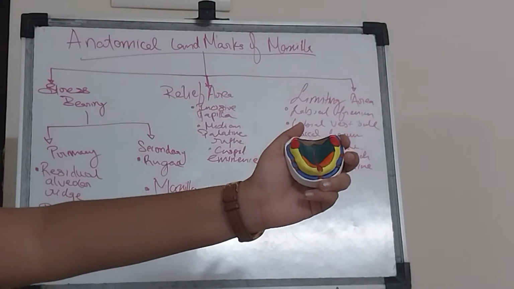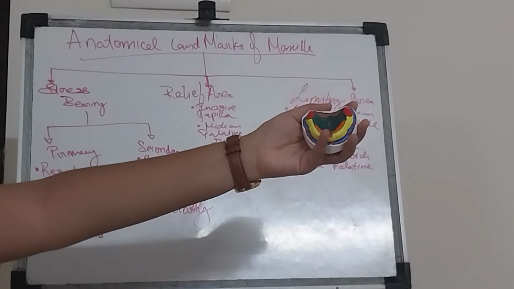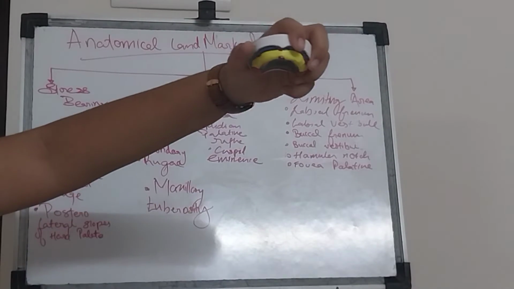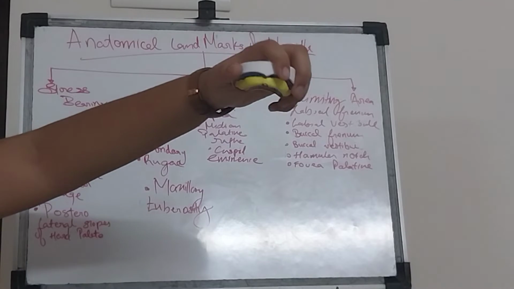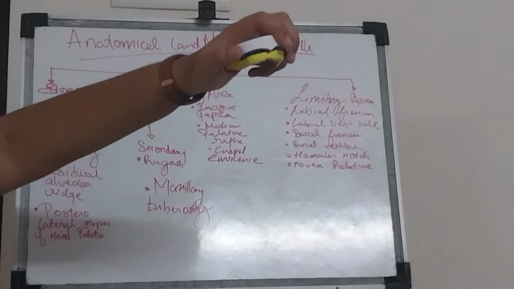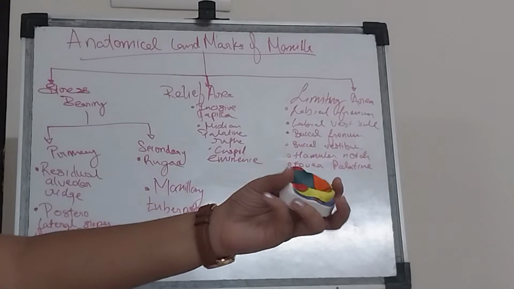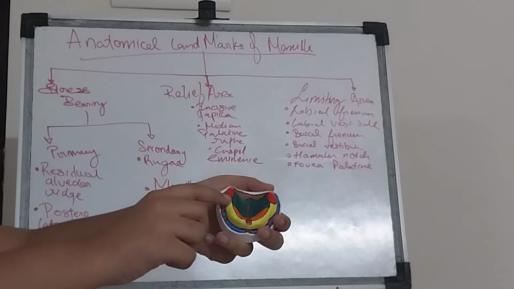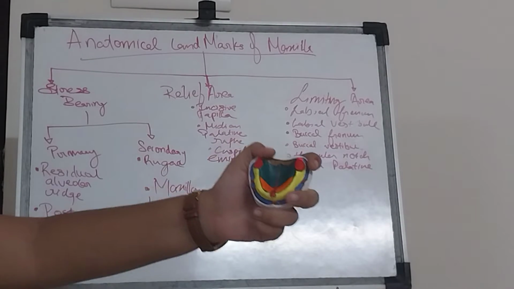So this is a cast, alright, and this is the maxilla. As you can see, it is supposed to be like this on the upper side, and there will be a mandible which we will be covering in the next video. So first let's learn about the important landmarks of maxilla. I have painted and made borders for these.